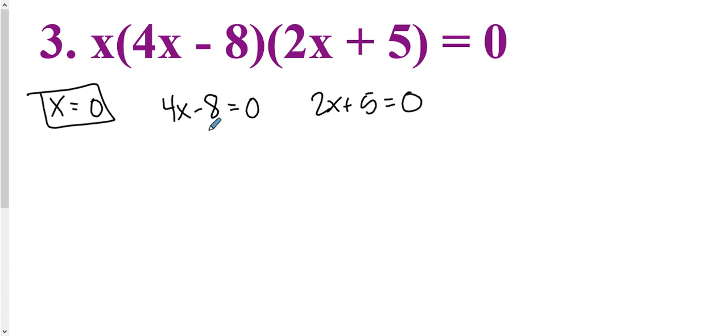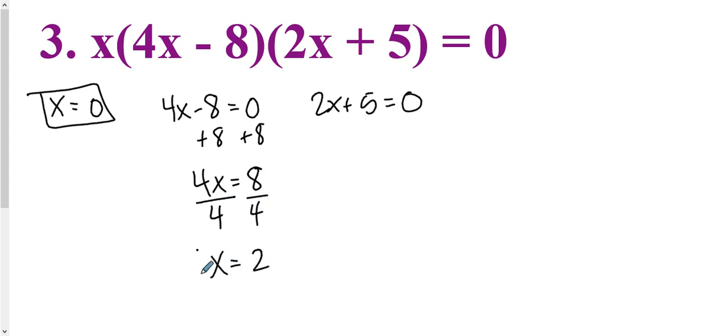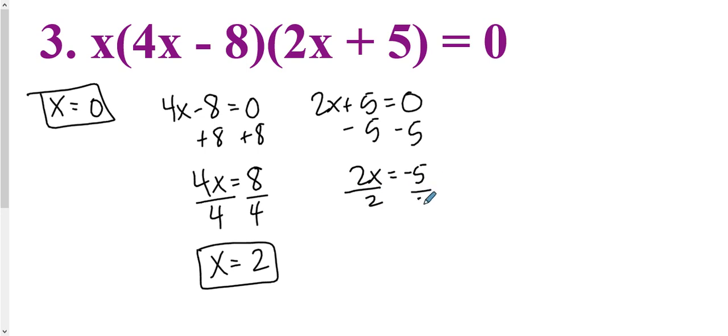All right, so let's go ahead, let's check in. To get x by itself here, I'm going to add 8 to both sides, and then I'm going to divide by 4. 8 divided by 4 is 2. So that's one of my solutions. My other one, I'm going to subtract 5 to start, and then divide by 2, and so x should be negative 5 over 2. Again, I have 3 x's in my original problem, so I should have 1, 2, 3 answers at the end.